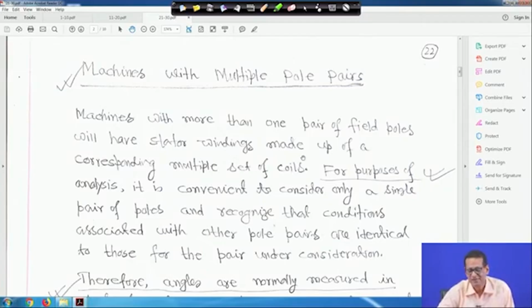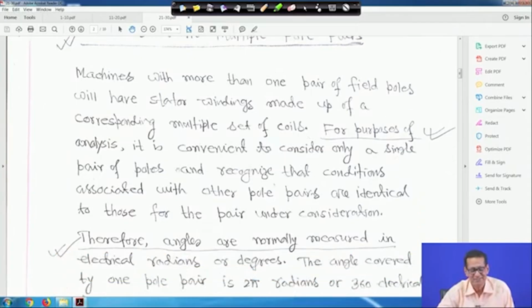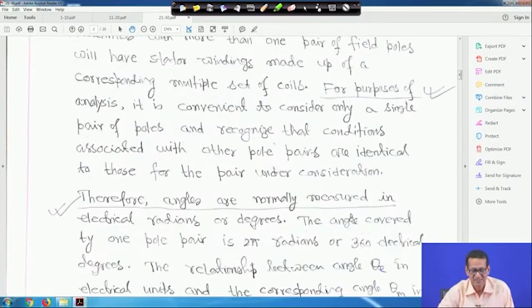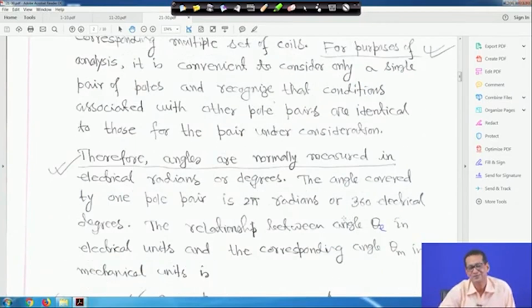We will have stator winding made up of a corresponding multiple set of coils. For purposes of analysis, it is convenient to consider only a single pair of poles and recognize that conditions associated with other pole pairs are identical to those for the pair under consideration. Therefore, in our course, we will only consider the two pole machine, that is one pole pair, right. Therefore, angles are normally measured in electrical radians or degrees. The angle covered by one pole pair is 2 pi radians or 360 electrical degrees, right.